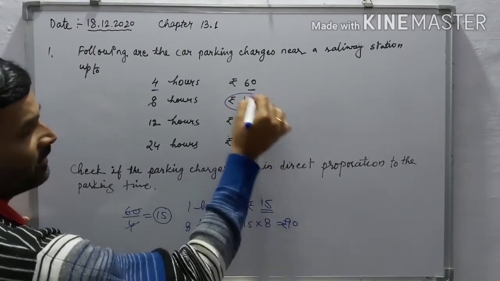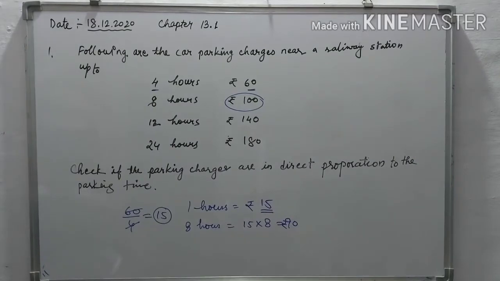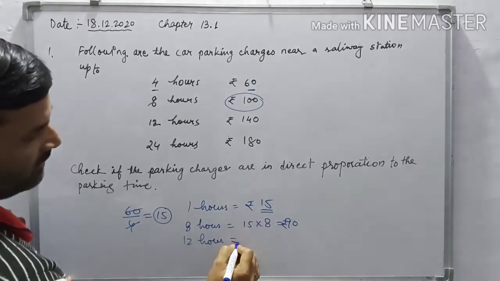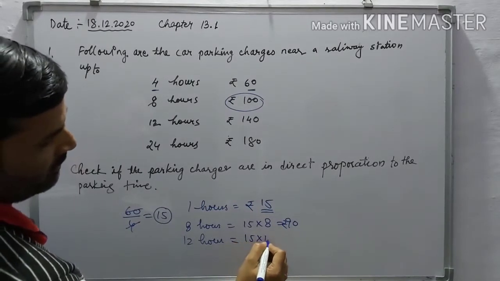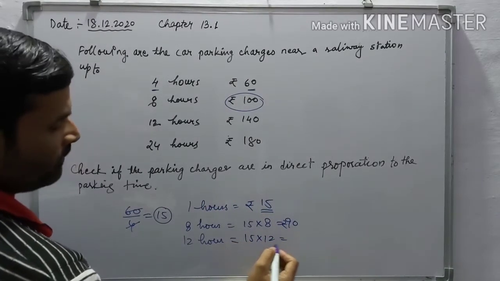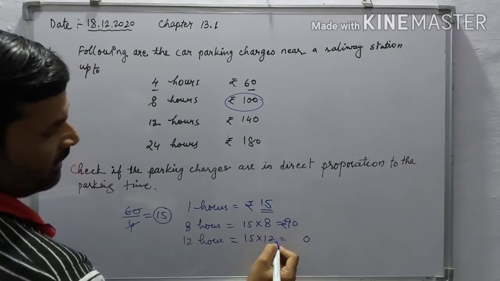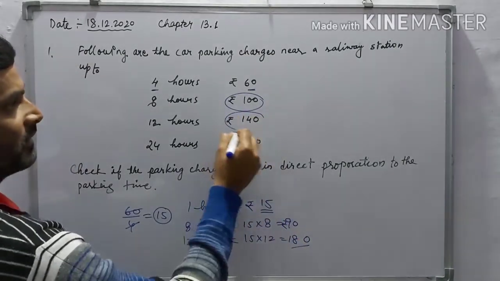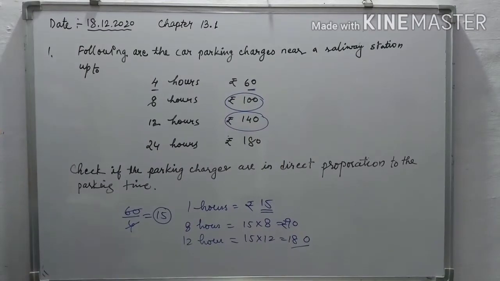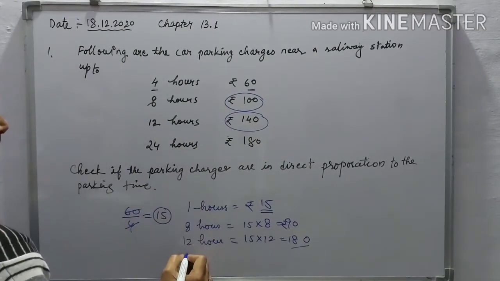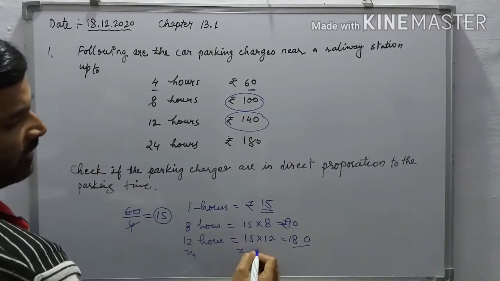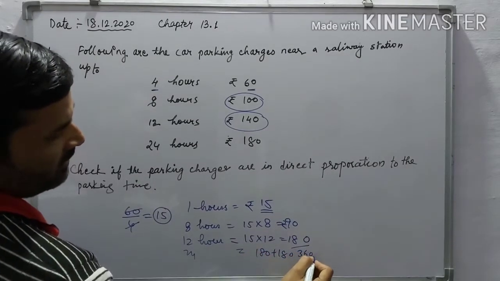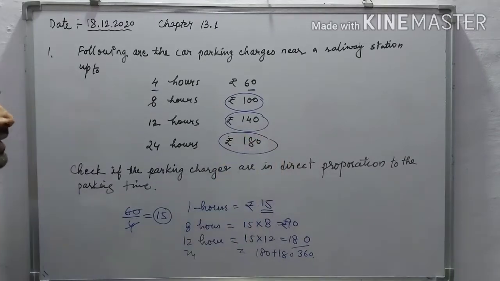Here they have given 100 rupees. And the 12 hour charge is 15 into 12, which is 180, but here they have given 140 rupees. Similarly, 24 hours will be 180 plus 180, which is equal to 360, but they give 180 rupees.